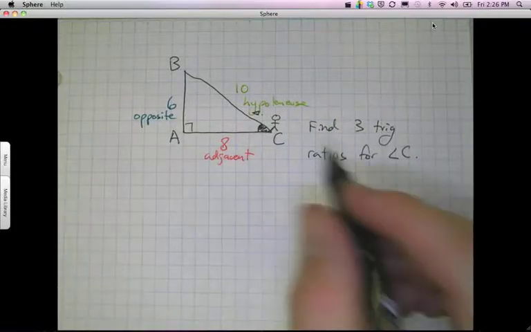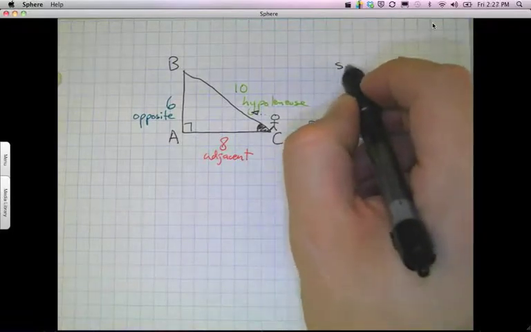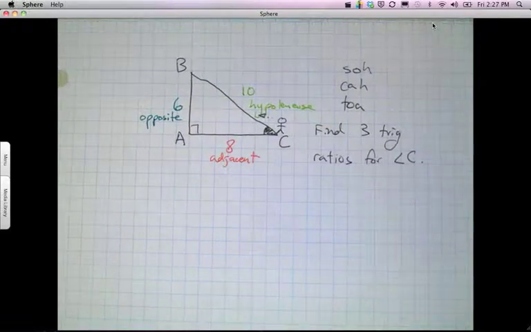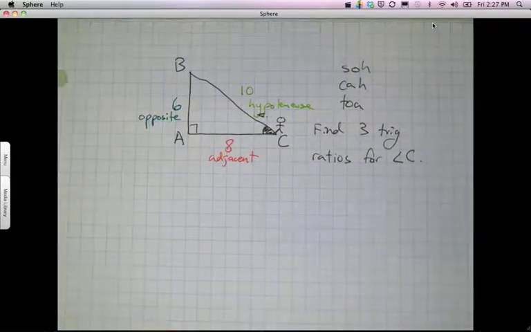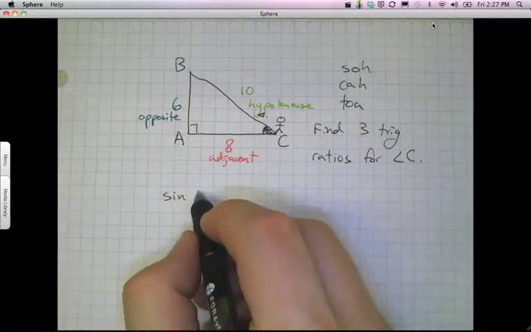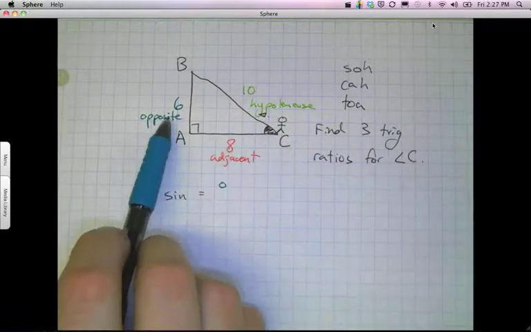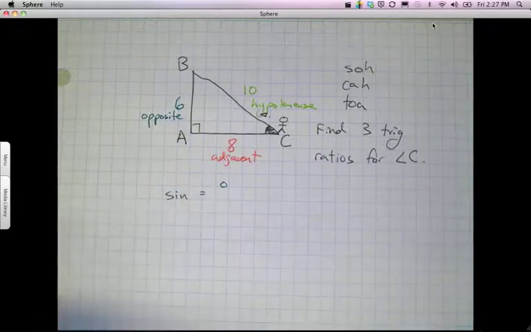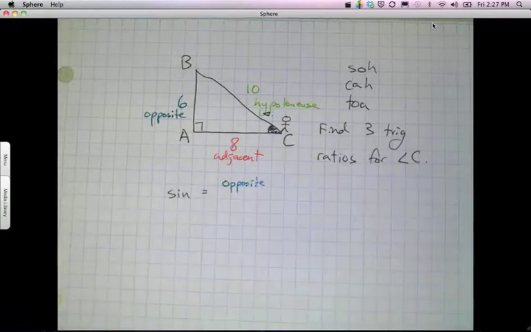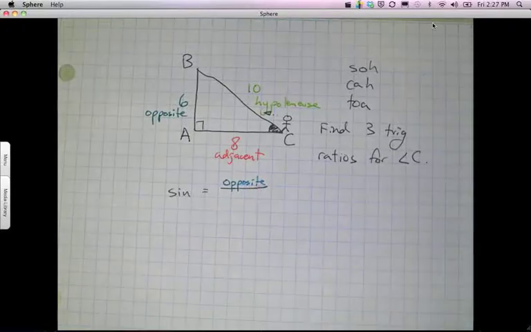Now, to know how to write the trig ratios, you have to remember what they are. I'm going to write the acronym that you need to memorize: SOHCAHTOA. If you don't know what that means, don't worry about that right now. I'll explain all the pieces of it. SO stands for sine. So sine is opposite, which in this case is 6, over the hypotenuse, which in this case is green.